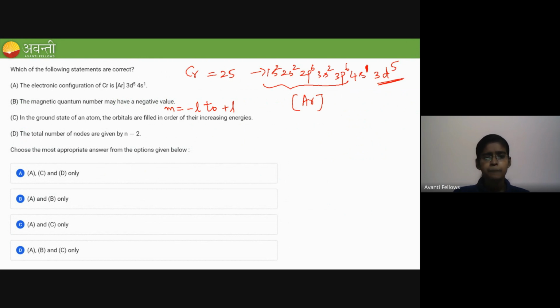Coming to statement C, in the ground state of an atom, the orbitals are filled in order of their increasing energy. Yeah, we have to follow the Aufbau principle, right? The electrons are arranged in the increasing order of their energy level. So in that way only the electrons are filled. So it is in accordance with Aufbau's principle. That is also correct. Statement D says that the total number of nodes is given by n minus 2. No. Total number of nodes is given by the formula n minus 1. So D is not the correct statement. So A, B and C are the correct statements, in which option D is the correct answer for this question. Okay. Now moving on to the next question.